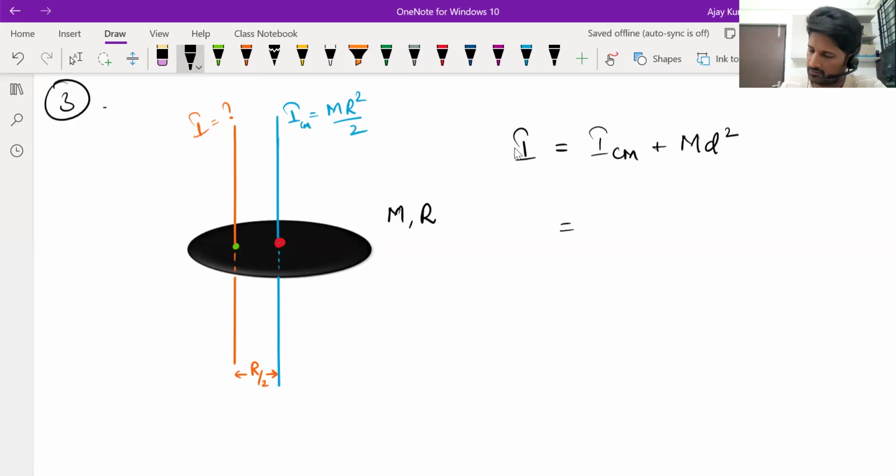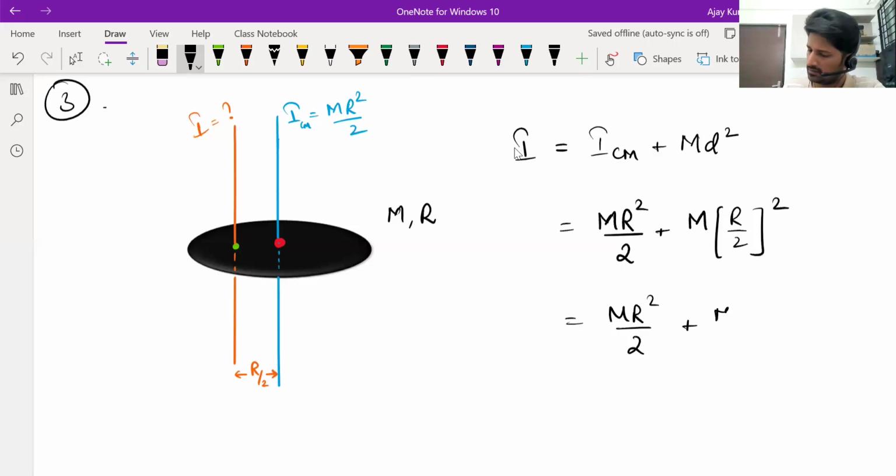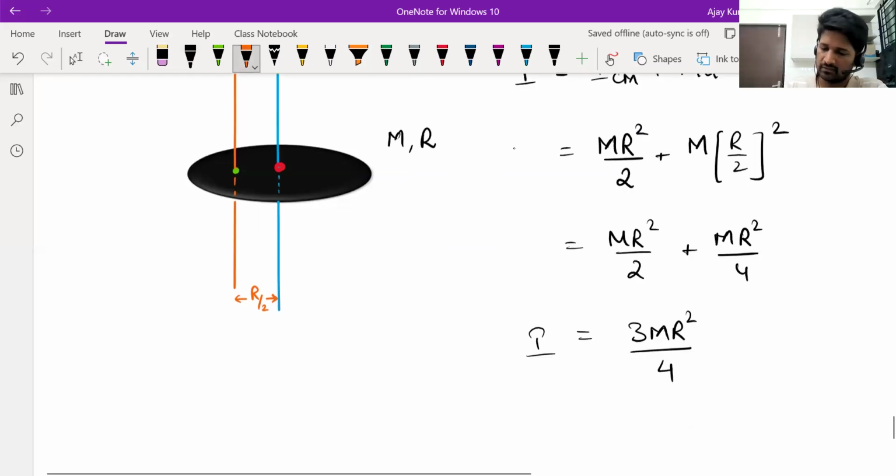Okay, fine. Now we know that this is MR square by 2, plus the mass of the disk is m. Saket, what is d supposed to be? Or what is the meaning of d? Distance between the two axes, two parallel axes. How much is it in this problem? R by 2. And you have to square that. So it becomes MR square by 2 plus MR square by 4. 1 by 2 plus 1 by 4 is 3 by 4. So the answer is 3 MR square by 4. That is the moment of inertia of this disk about the given axis.